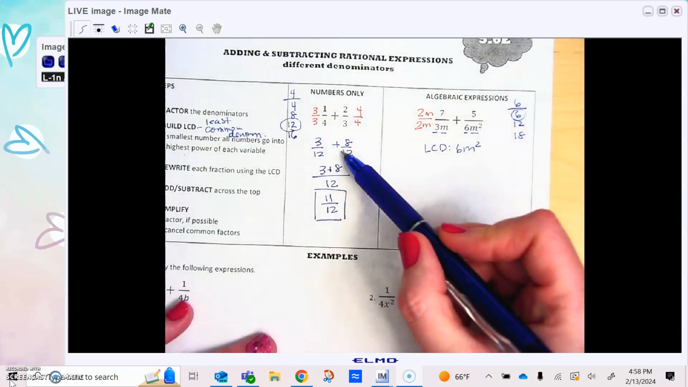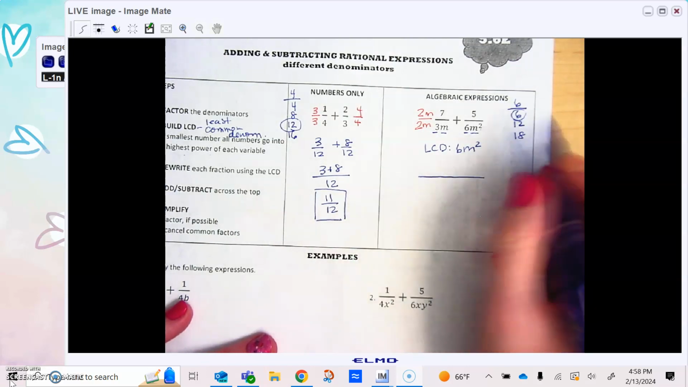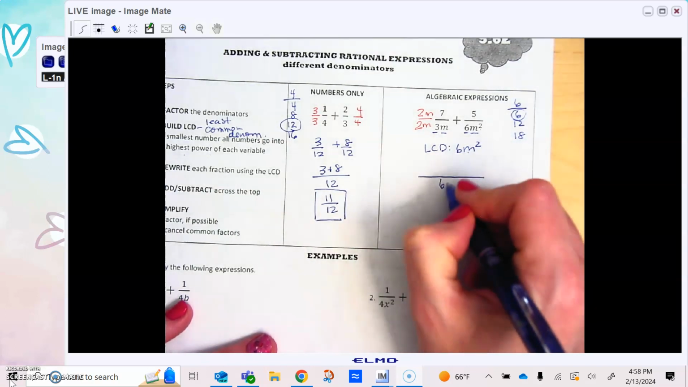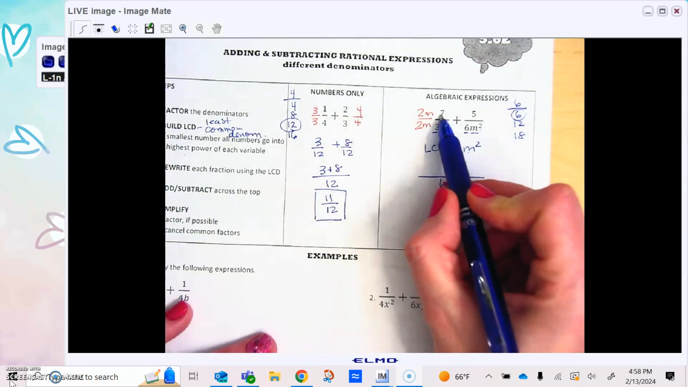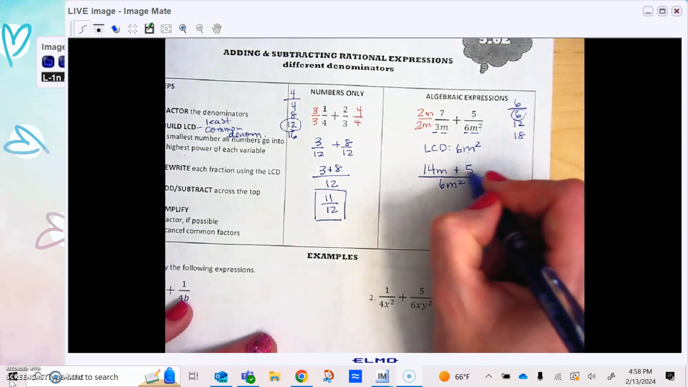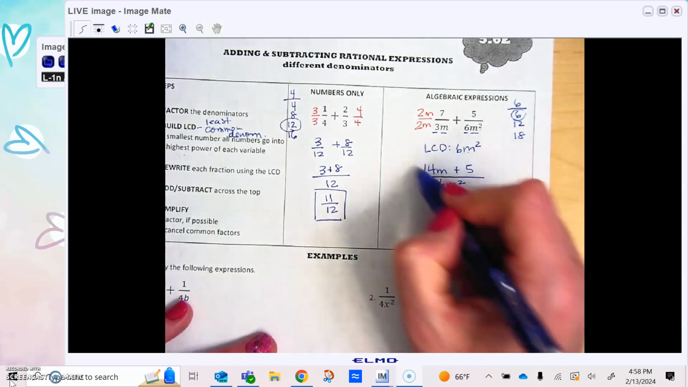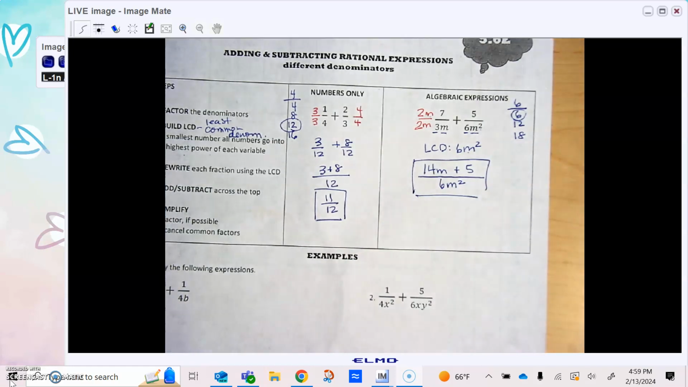So I'm going to skip this step of writing them separately and just go ahead and combine them into one. So they're going to have the group denominator, 6m squared. And then multiplying these numerators gives me 14m. That one stays the same. And you want to factor if you can, but these can't, so they don't simplify. Okay.